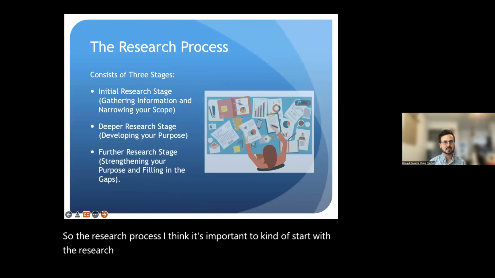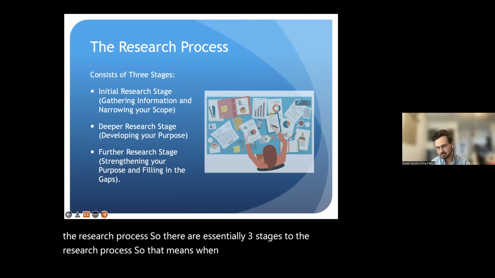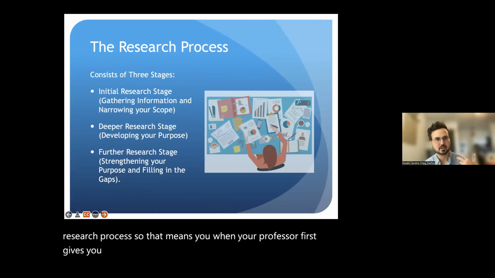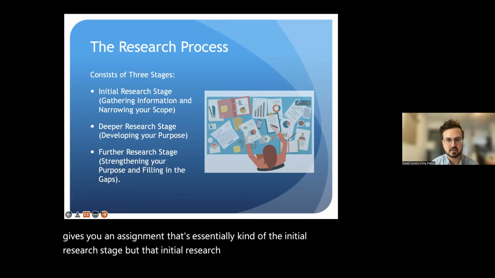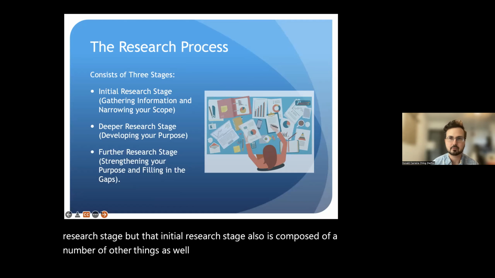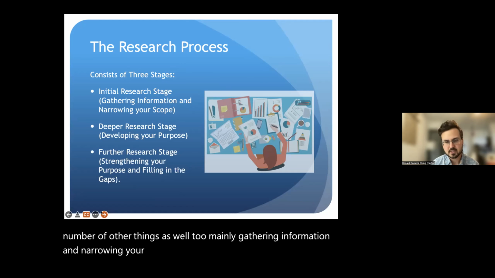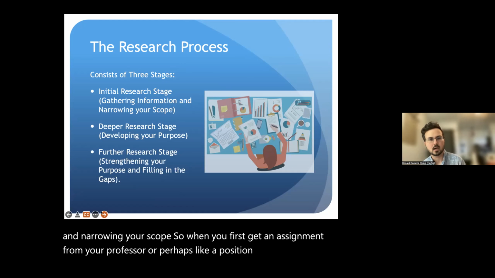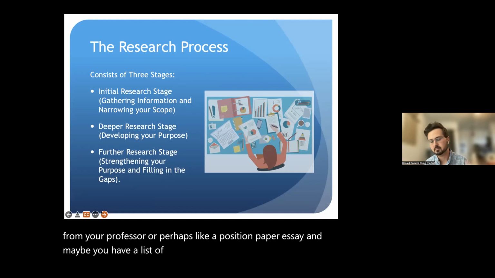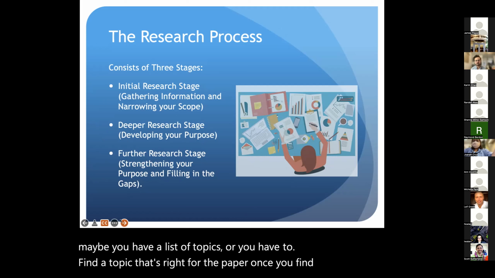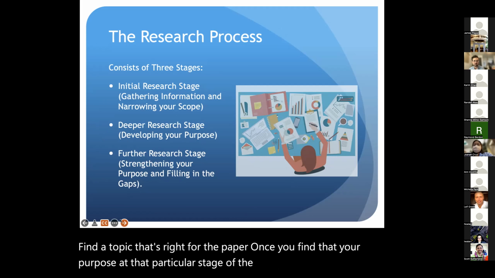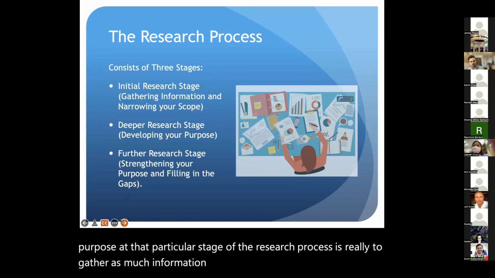So there are essentially three stages to the research process. When your professor first gives you an assignment, that's essentially the initial research stage. That stage is composed of a number of other things as well, mainly gathering information and narrowing your scope. When you first get an assignment, perhaps a position paper or essay, and maybe you have a list of topics, or you have to find a topic that's right for the paper, once you find that, your purpose at that stage is really to gather as much information as possible on the topic.